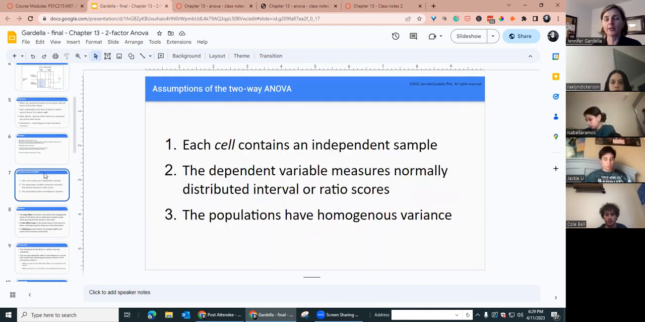As always, in order to do an ANOVA, the dependent variable must be measured, it must be normally distributed, and it must be an interval or ratio scale. And the populations have to have homogeneity of variance. And remember, we can test for this. This means that the variance of each of the groups is equal. So we do the homogeneity of variance test again.